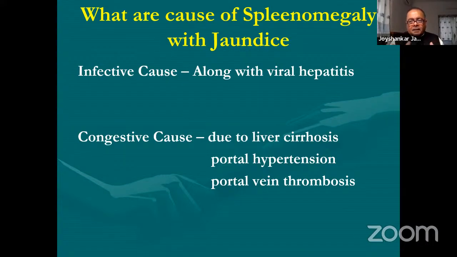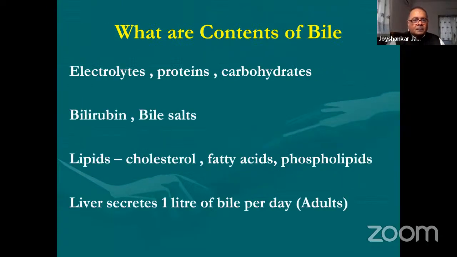Then the examiner can ask a very tricky question: what are the normal contents of normal bile? Like the examiner asks, what are the contents of CSF? When you're doing CSF examination, what are the contents of normal bile in a normal patient? The liver secretes about 1 liter of bile per day, and it contains electrolytes, proteins, carbohydrates, bilirubin, bile salts, various types of lipids, which include cholesterol, fatty acids, phospholipids, and of course, as I just told you, in adults 1 liter of bile is secreted per day.